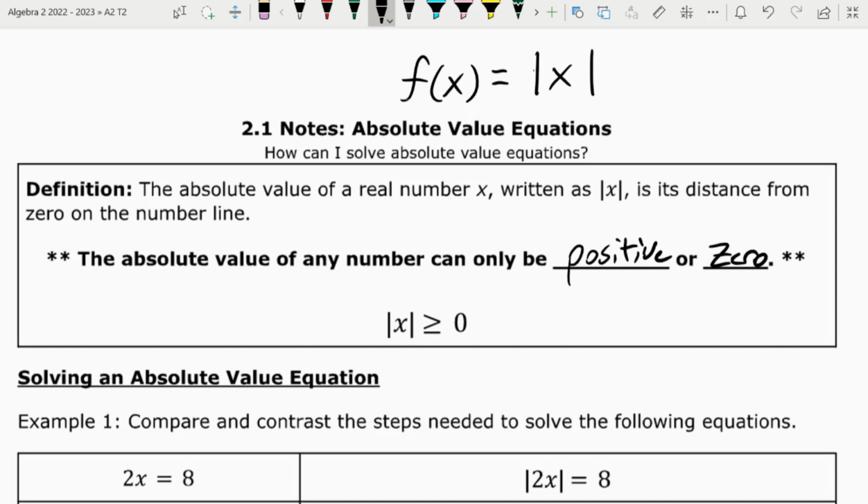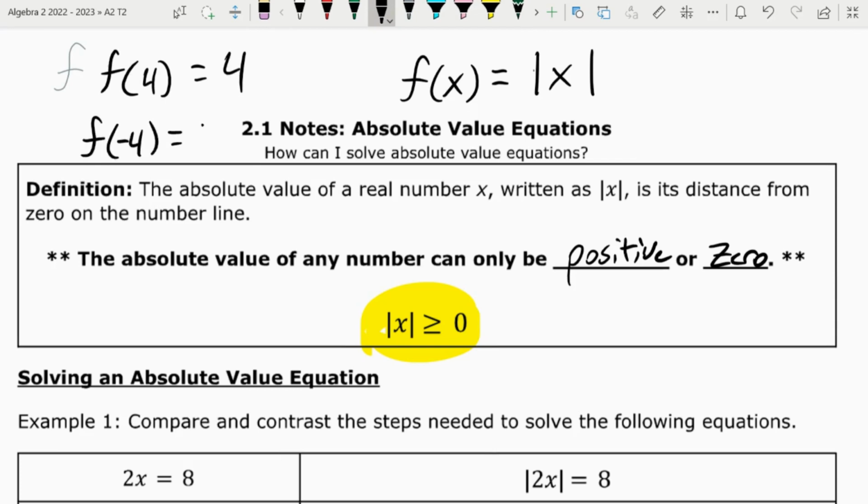So it's either positive or 0. This is the most important part about them. You will always get a positive number out. For example, if you type in f of positive 4, nothing happens. You will just get 4 as your output. However, if you input negative 4, it will change the sign to positive. So only positive numbers can come out of the absolute value function, and this is exactly how it works.